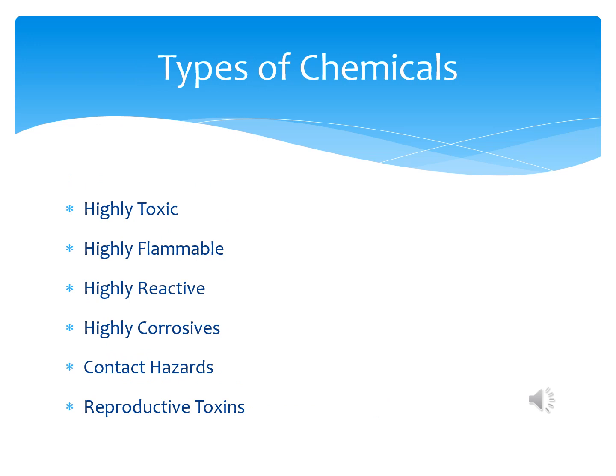Types of chemicals that can be found on campus include highly toxic chemicals. A chemical is classified as highly toxic when the lethal dose is equal to or less than 50 milligrams per kilogram when ingested orally, 200 milligrams per kilogram for topical exposure, and 200 parts per million or 2 milligrams per liter for inhalation exposure. Mercuric nitrate, sodium dichromate, and bromine are examples of this.